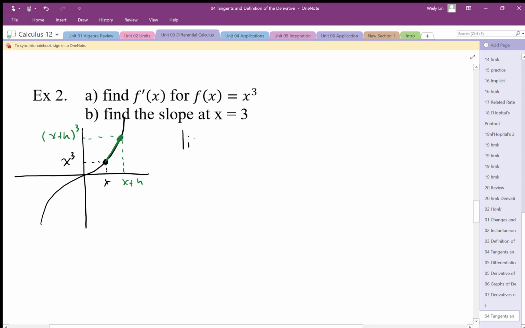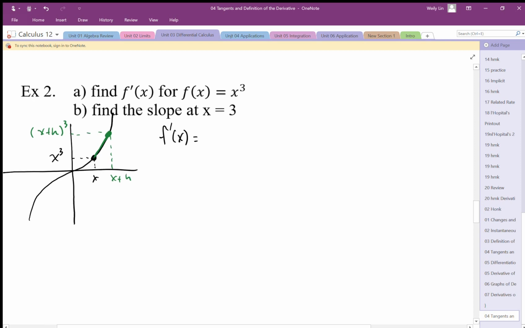Okay, so I have to set up the limit. So the f prime is going to be equal to the limit of x plus h cubed minus x cubed over h. And I have to make sure that I put this as a limit, because that's my slope ratio, but I want that slope to be instantaneous, or when that is at a tangent point.